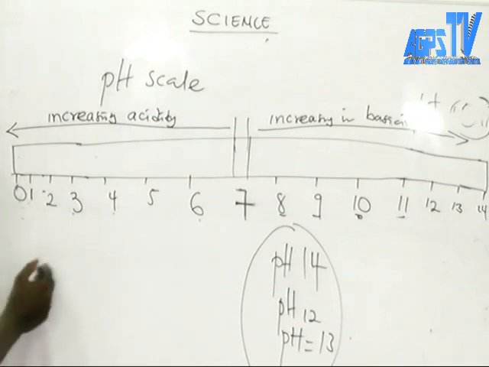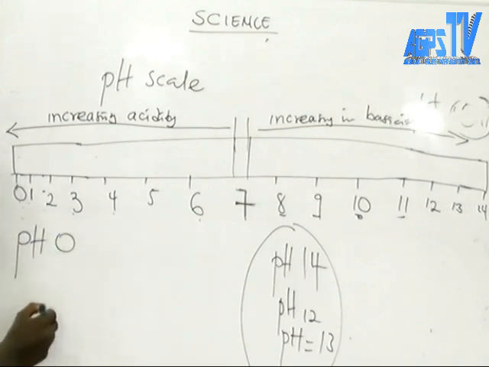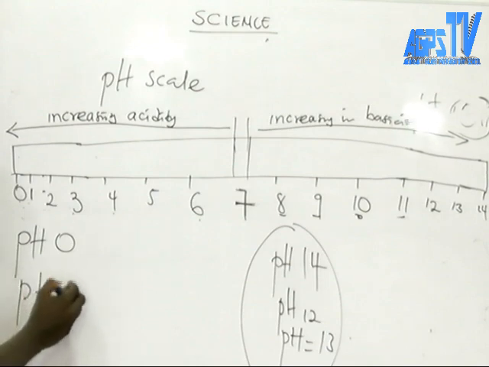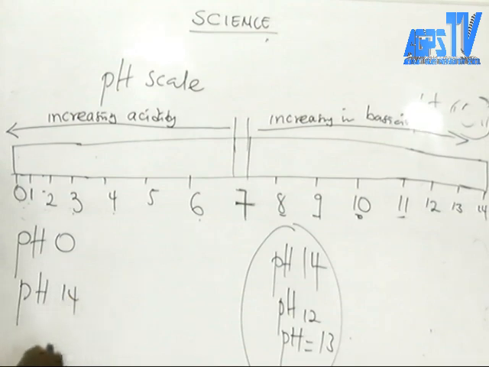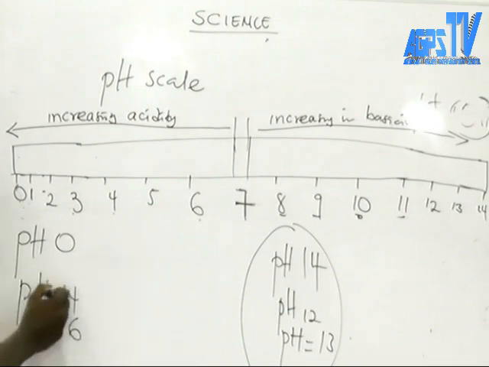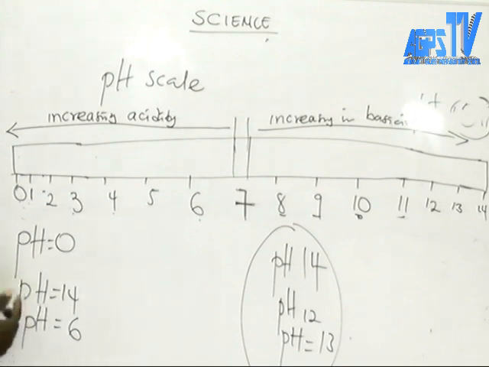So if a solution is having a pH of 0, pH of maybe 14, pH of 6, state whether the solution is strong acid or base, or weak acid or base. So you have to know.